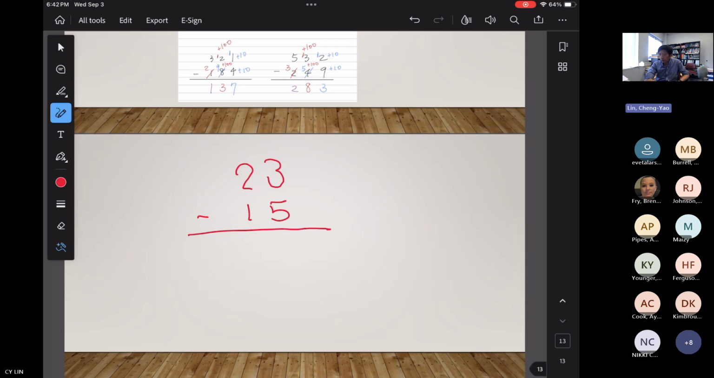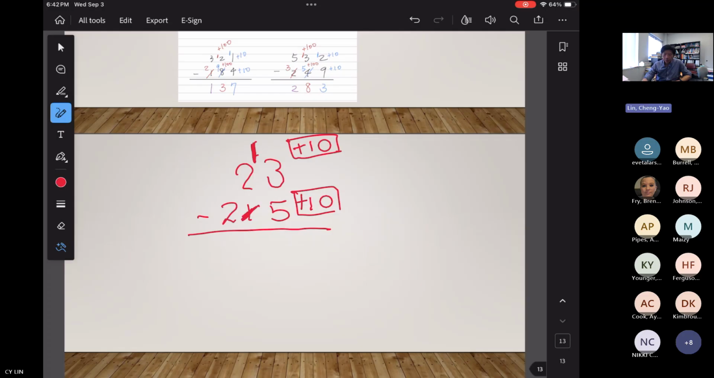Three minus 5, enough or not enough? Not enough, right? So not enough, therefore I add 10 on the top, and I add 10 on the bottom. So add 10 on the top, I make it 13. And add 10 on the bottom, make it a 2.